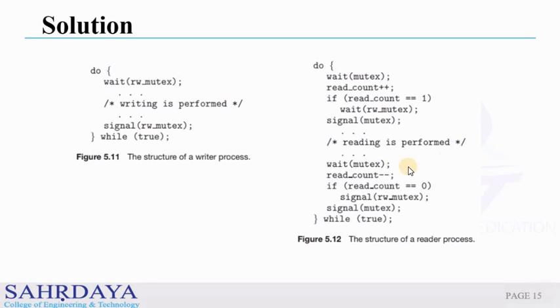Similarly, when the last reader exits the critical section, it signals the writer using the RW mutex semaphore because there are 0 readers now and the writer can now have a chance to access the resource.